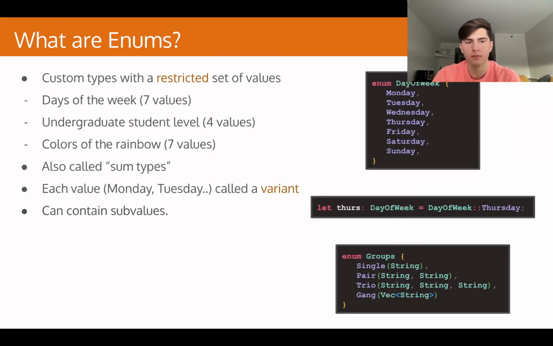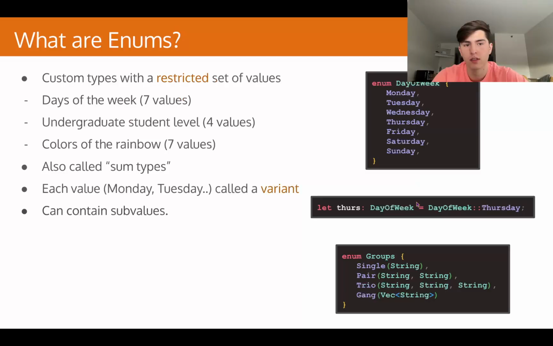So, we can define an enum by using the enum keyword, as shown right here. Then we put the name of the enum, and then in brackets, you put all the variations. For example, this day of the week has 7 variations, one for each day of the week. Then we can define a variable of the type of that enum as such. It is of type day of week, and we do day of week, double colon, and then the day of the week we want to choose.